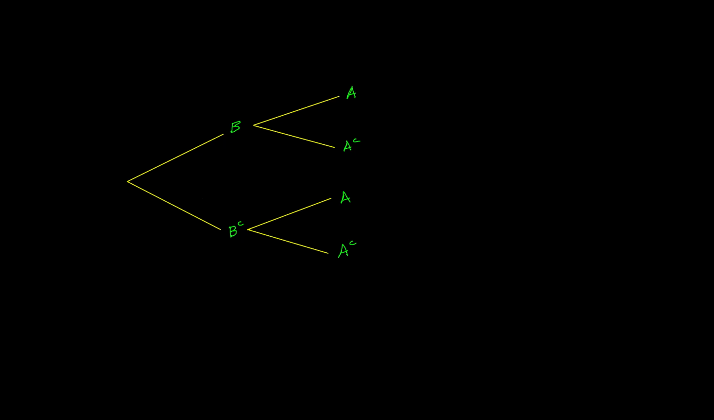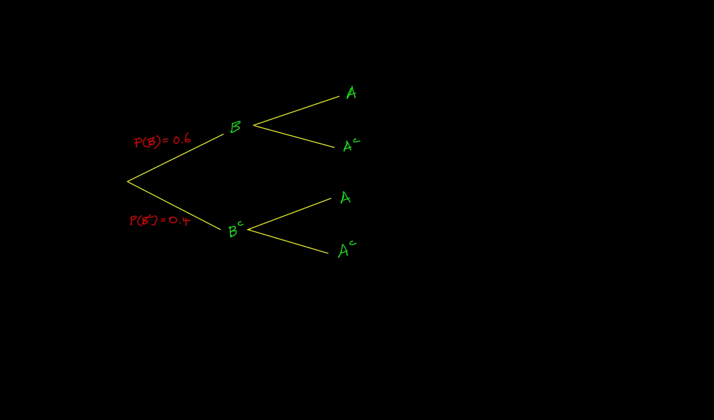Now let's add our first probabilities. On the left, we have the probability of B occurring at 0.6. That means that the probability of B not occurring, or the probability of B superscript C, has to be 0.4. Notice that the two probabilities sum to 1 because they cover all the possibilities for event B.